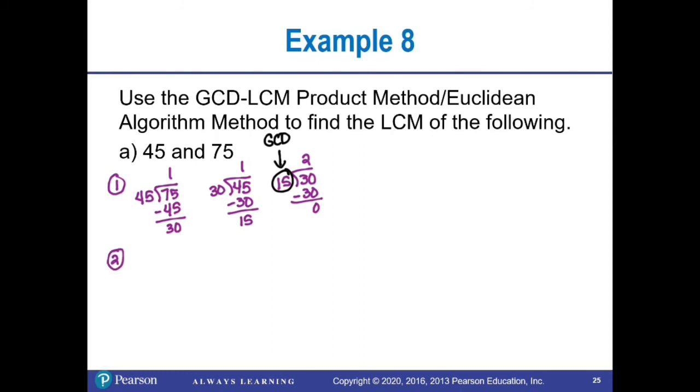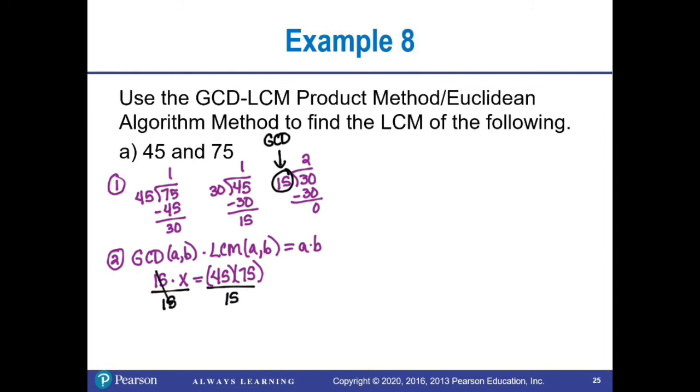For my second step, I'm going to use our formula. The GCD of two numbers times the LCM of those same two numbers is the product of the two numbers. Our GCD we just found was 15. We're looking for the LCM, so I'm going to let that be X. And it's going to equal the product of our two numbers. So here I multiply 45 times 75. I need to solve for X, so I divide both sides by 15.